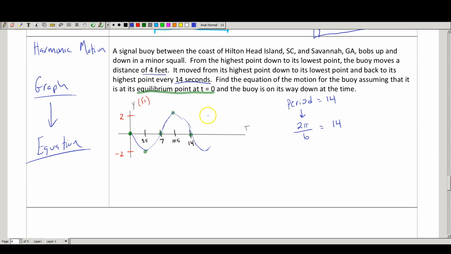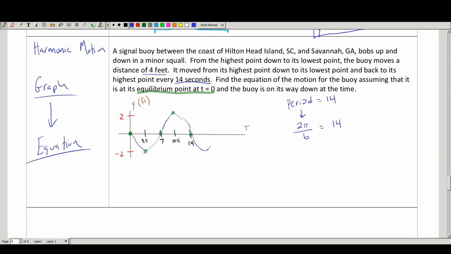Let's sidestep a little bit here and decide if we're going to use sine or cosine. Well, in this case, we're going to use sine because I'm starting in the middle of my graph. I'm starting at equilibrium, and then I'm going to go down, right? And since I'm starting to go down, I'm going to use negative sine as my equation.